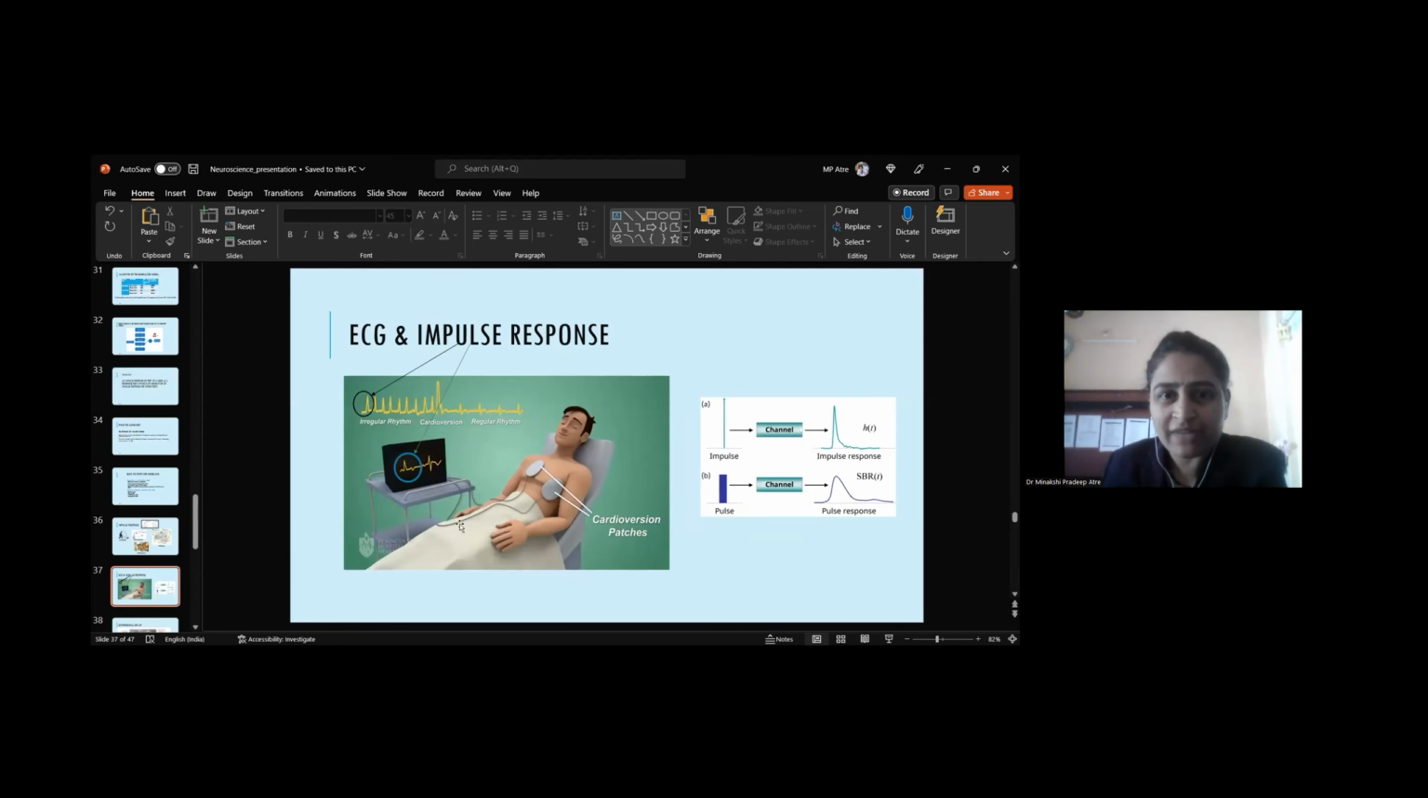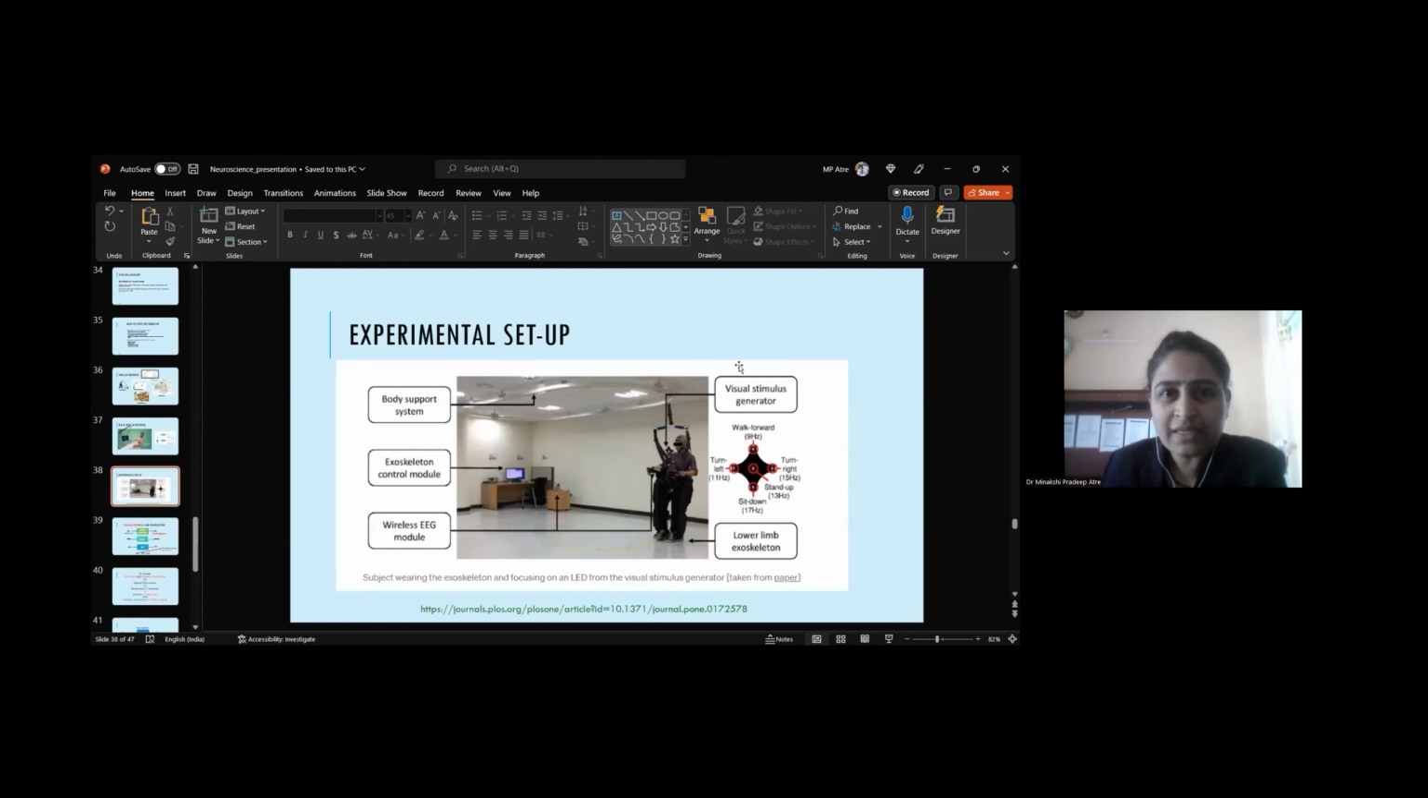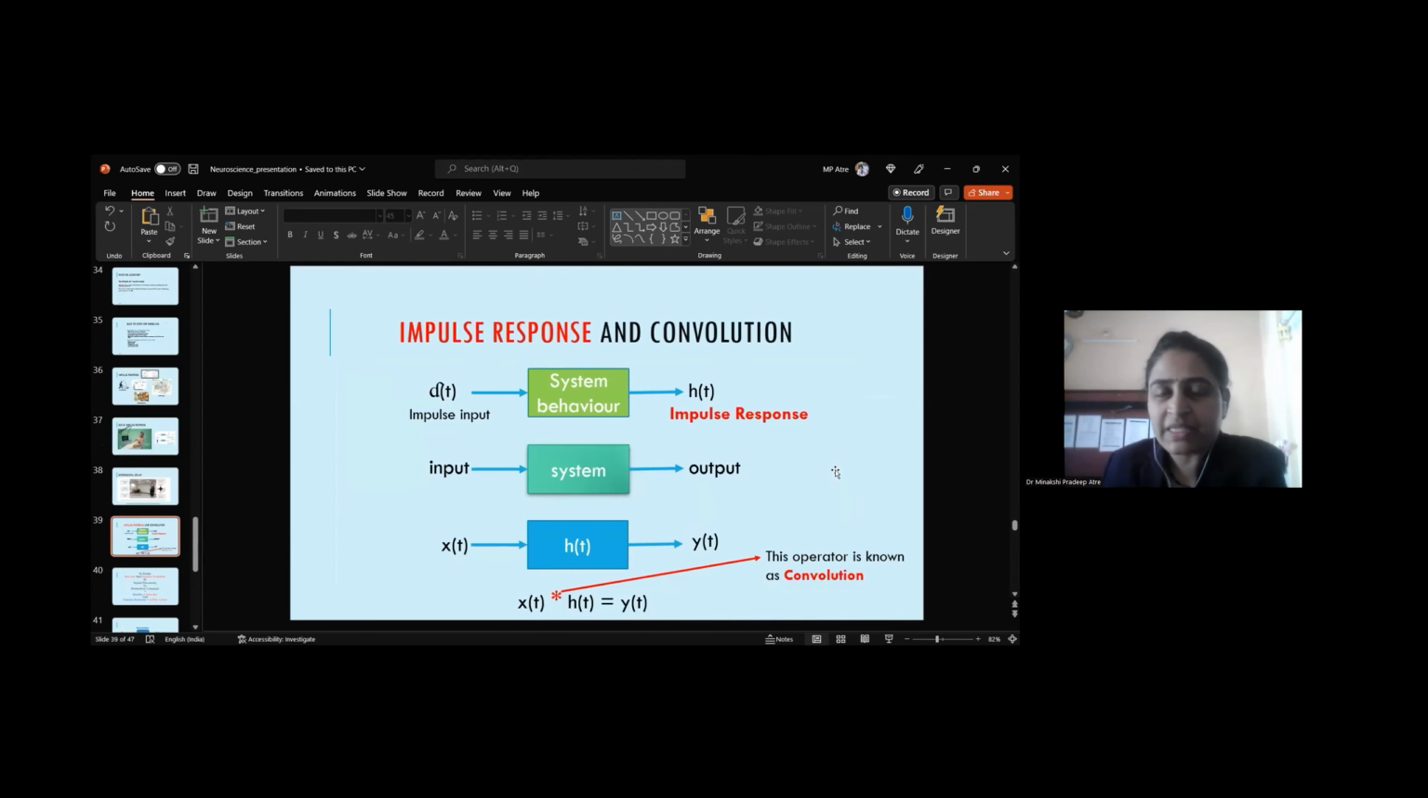So here I have highlighted again, so you can see the impulses over here. And this is the experimental setup. I have taken the reference of this journal paper where we are making use of the signals in the field of biomedical sciences. So this impulse response is going to help us a lot. So impulse response and convolution are really very important concepts in the field of biomedical sciences as well.